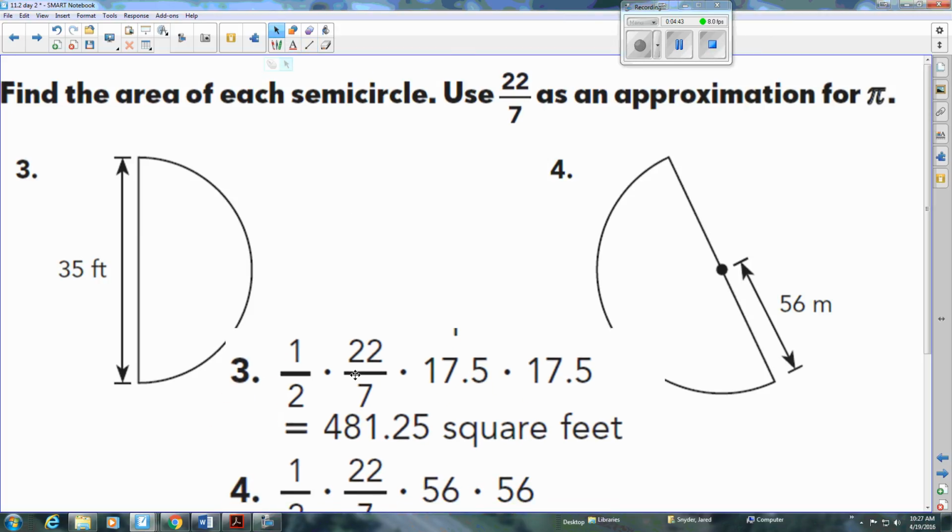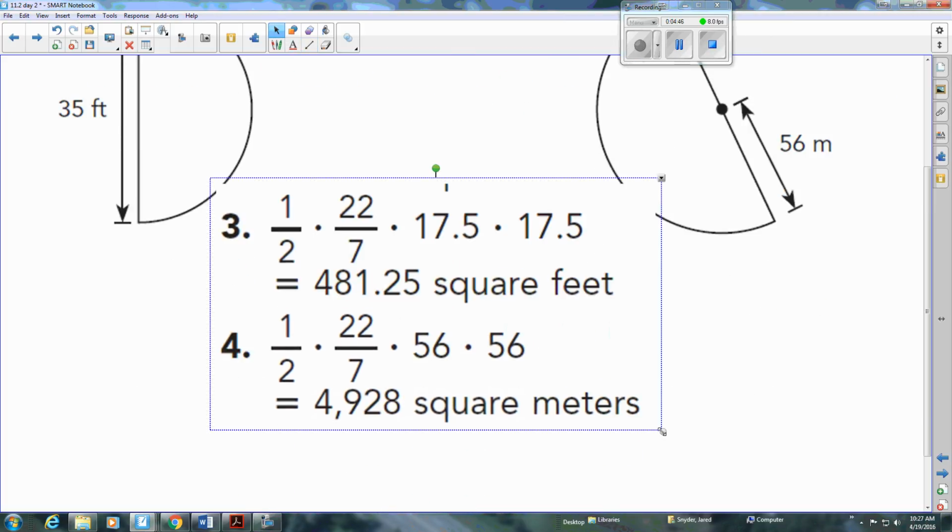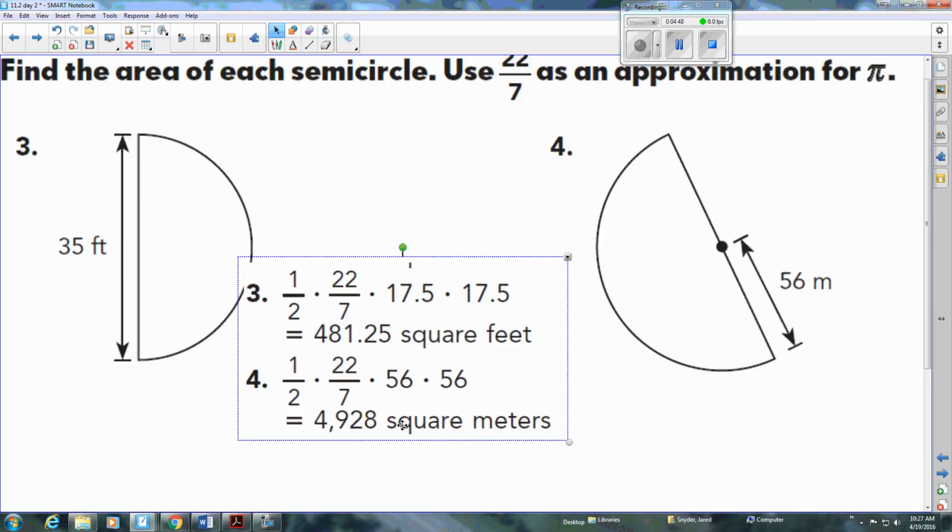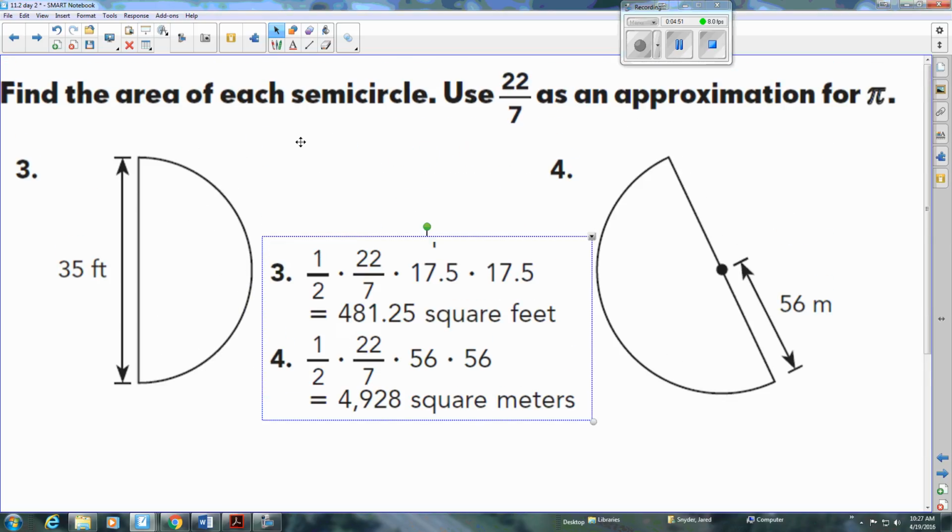Pull these up a little bit. Oh, that's ugly. Hold on. This one says find the area of each semicircle. Use 22/7 as approximation for pi. We know that it's a semicircle, but because it's a radius, we have to divide this 35 in half. We do 1/2 times 22 sevenths times 17.5 times 17.5. I probably would have done 22 sevenths times 17.5 times 17.5 divided by 2, but you're still going to get the same answer of 481 and 2500ths.